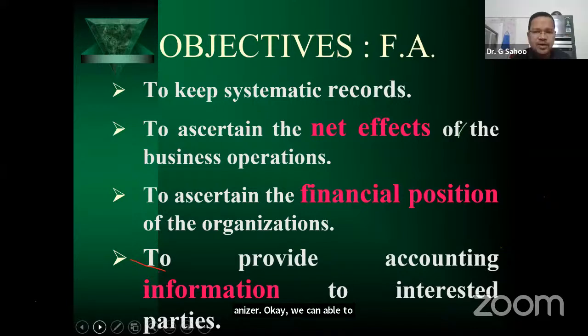Again, to provide accounting information to interested parties also. Who are the interested parties? We will discuss that later on. Try to remember, interested parties are the end users of accounting, because they need certain accounting information in order to take various decisions. So accounting will provide the accounting information to various interested parties. So these are all objectives of financial accounting. Okay. Coming to the next.